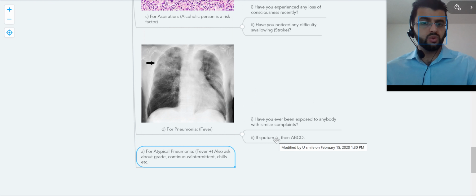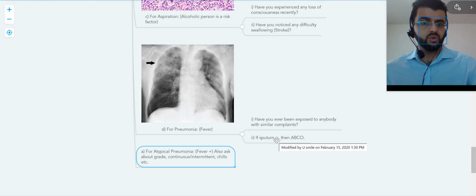For aspiration pneumonia, have you experienced any loss of consciousness recently? So the aspiration is like they lose consciousness and they aspirate their oral fluid, loaded with bacteria. So this goes to the lung and causes infection. The second one is, have you noticed any difficulty swallowing? Okay, this is for stroke.